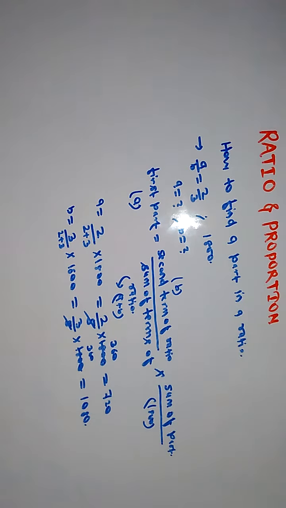So in this way we can calculate if the question asks to calculate the part of a ratio. By applying the formula, first part equals first term of ratio upon sum of terms of ratio into sum of parts, you can calculate whatever the question is asking. Now we will see another question.